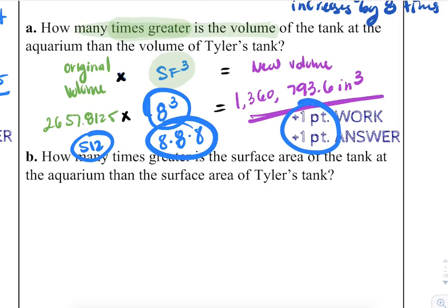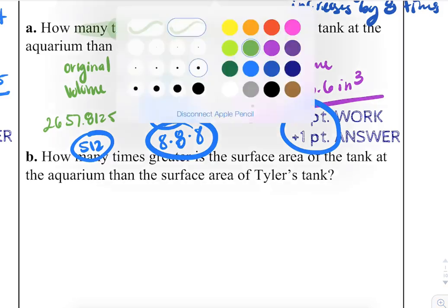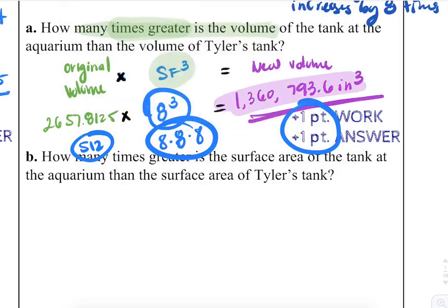Now, if you didn't come up with that and you came up with the new volume here, then you get 1 point because you're missing out on the question, but you did all the work to get 1 point. You did the work, you just forgot one last little bit, which is dividing the new by the old.